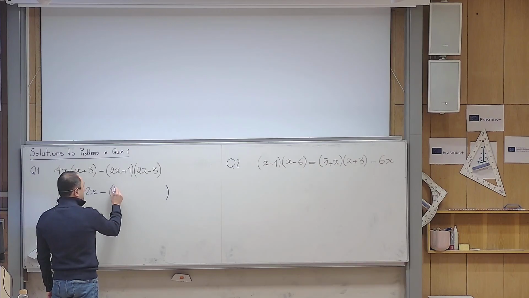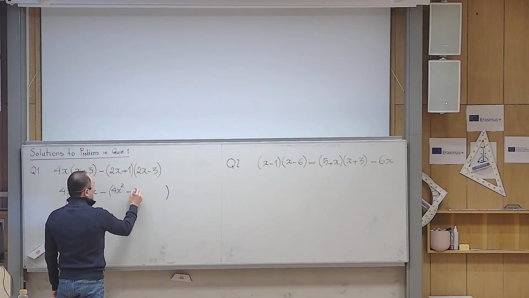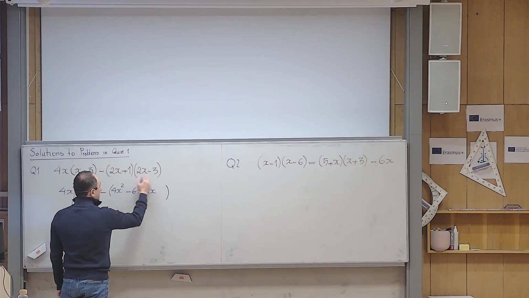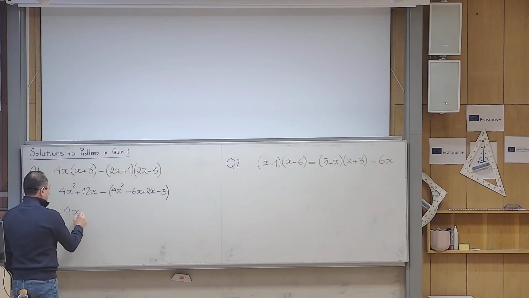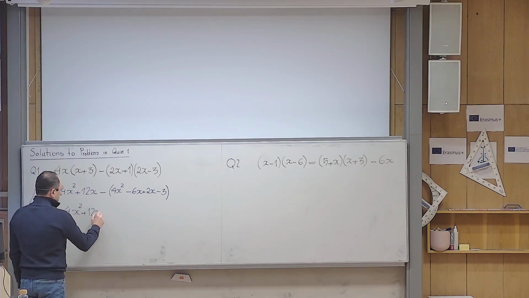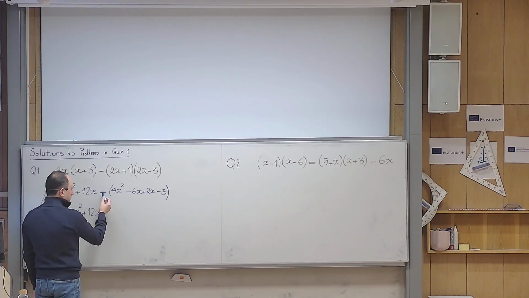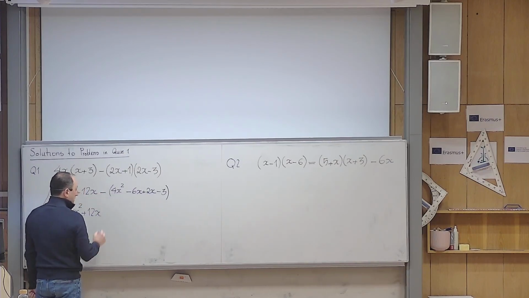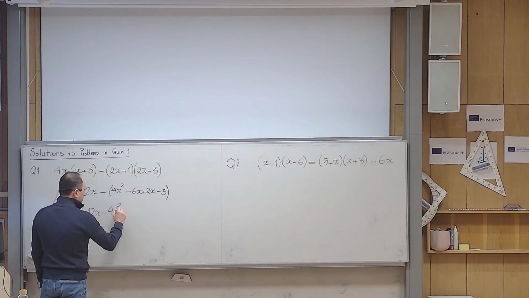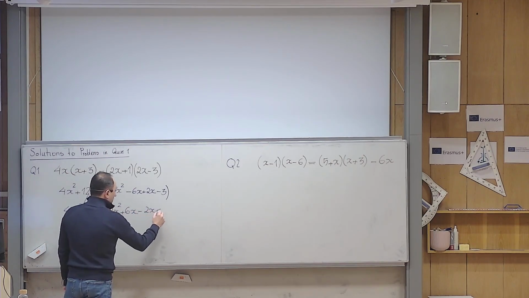So it becomes 4x squared, and then 2x times minus 3 is minus 6x, and then 1 times 2x is plus 2x, 1 times minus 3 is minus 3. So then I write this again, and I distribute the minus sign in. I don't know how much I have to remind you about this. This minus sign is not only for this one, but for all the terms. So it becomes minus 4x squared plus 6x minus 2x plus 3.